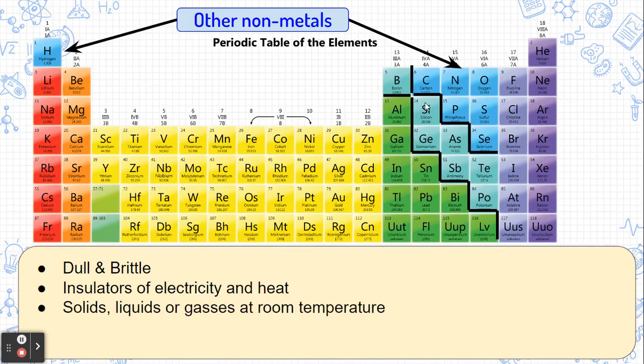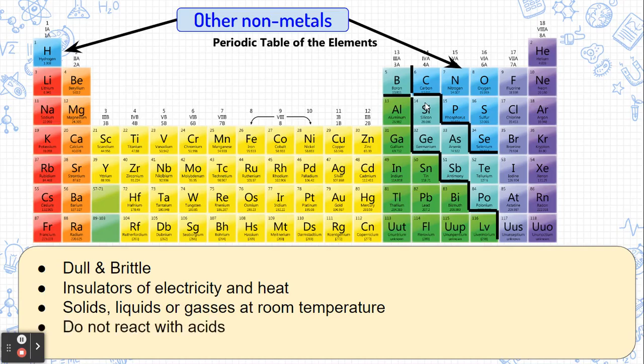They could be solids. They could be liquids. They could be gases, even at room temperature. I'll give you an example. At room temperature, what's carbon? Carbon is solid. Carbon is coal, like whatever you get after you burn something. Nitrogen at room temperature, I'm breathing nitrogen right now. It's gas. Oxygen. Phosphorus is solid. What's the next one? Sulfur. Sulfur is solid.